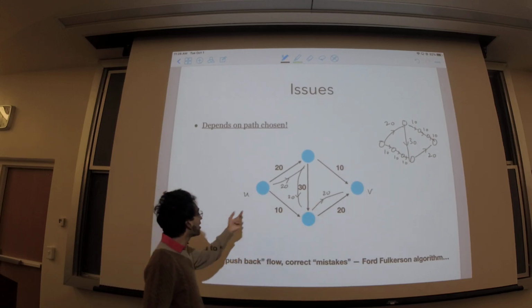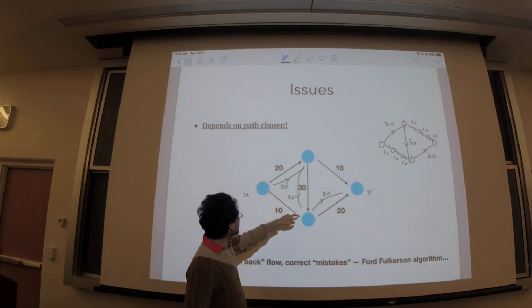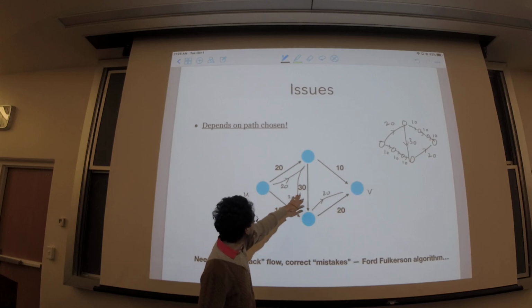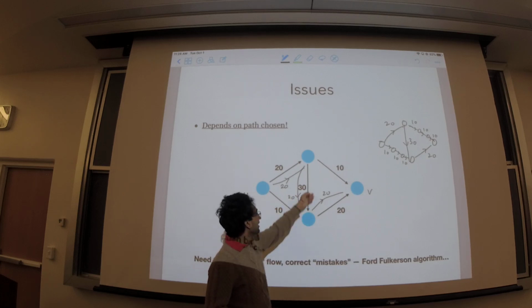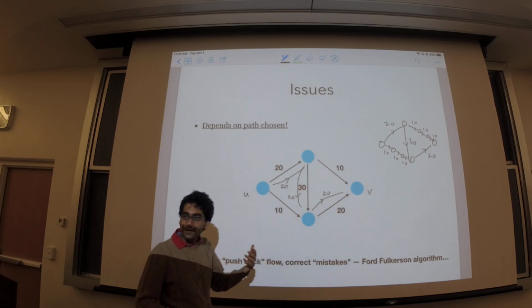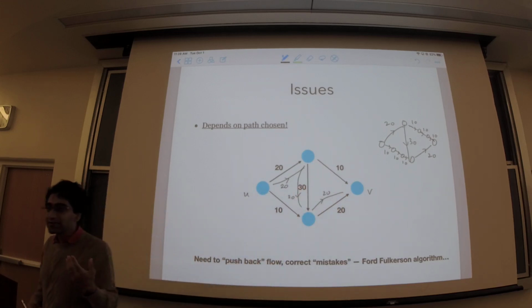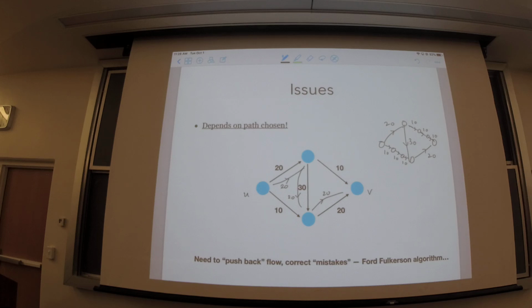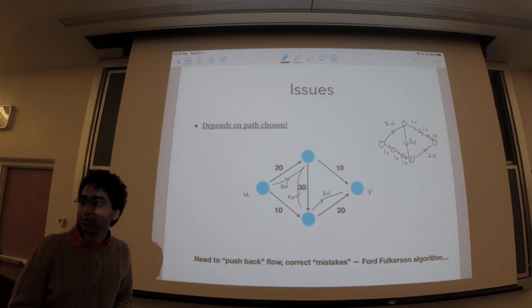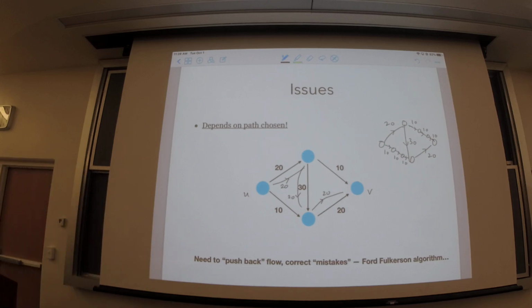But what if now you realize that I can take a 10 here and maybe reduce flow on this a little bit and then use that edge perhaps. So that's kind of the idea behind this Ford-Fulkerson algorithm. It gives a formal way to correct for mistakes that you may have made. Unfortunately we don't have time to cover this algorithm, but you will find it easily online.